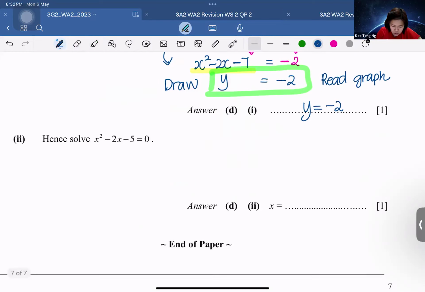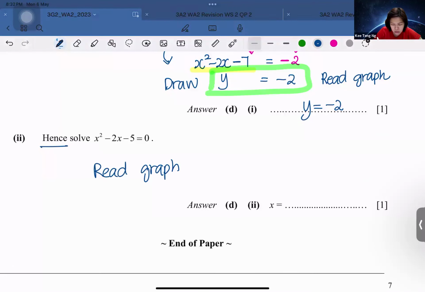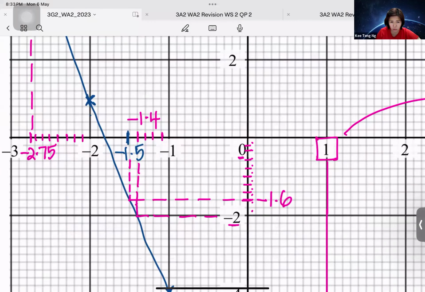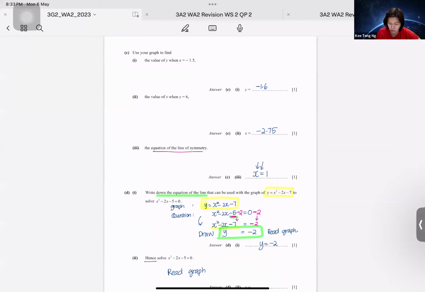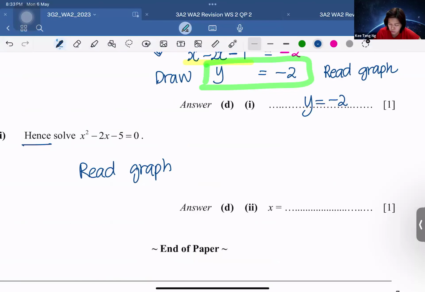Then for the answer, they say hence solve, right? I drew my graph already. I read the graph already. And then I got my answer. What was my answer? Oh, -1.4, is it? Right, I got my answer, -1.4. So this part of the answer, x equals to -1.4.